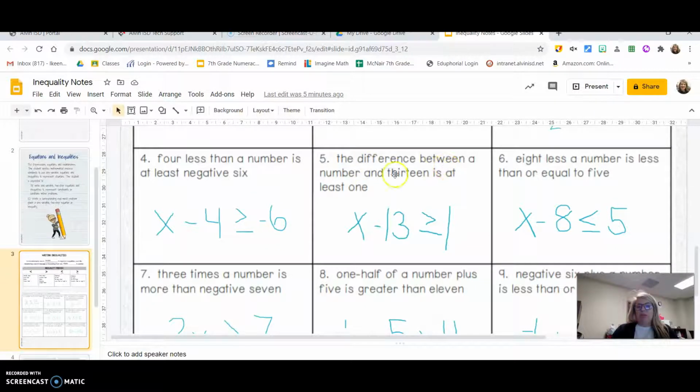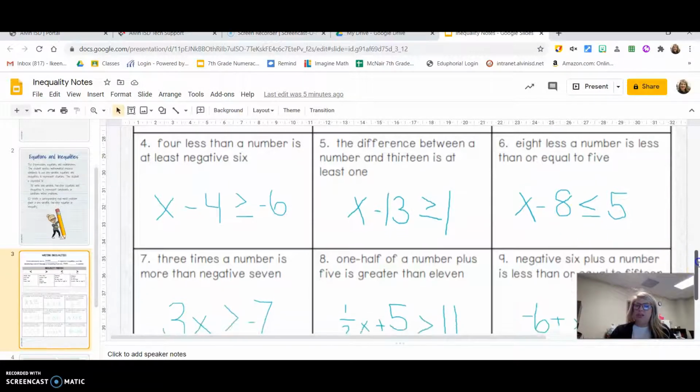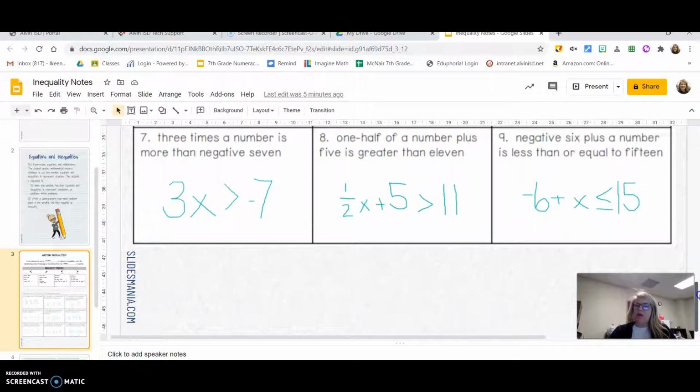The difference between a number and 13 is at least 1. x minus 13 is greater than or equal to 1. Number 6, 8 less than a number is less than or equal to 5. So x minus 8 is less than or equal to 5. So we're just taking the words and writing them with our variables and our inequality signs.